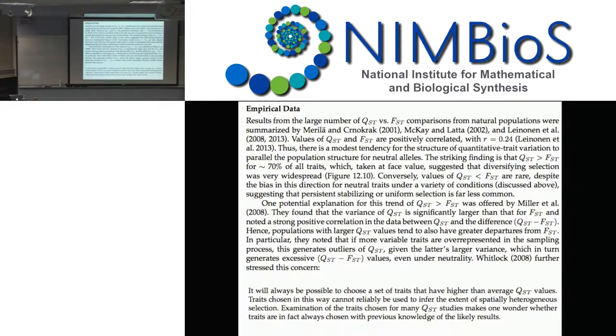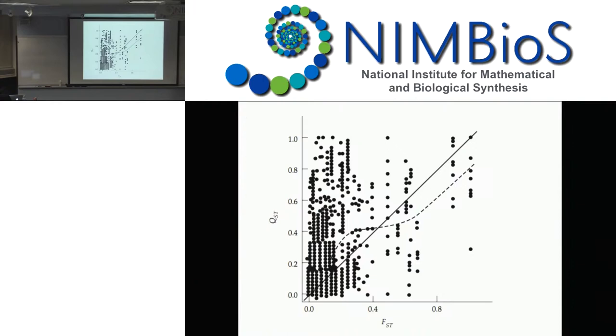One issue, by the way, where this is not a problem, is expression level QST. Why? In expression level QST, you're looking at everything. There's no ascertainment bias built in. You've got a fixed number of things, you look at all of them. Traits, though, have a huge ascertainment bias with them. Here's that data, here's FST, here's QST, there's the line of equality. You see, again, the vast bulk of QST values being larger than FST. The vast majority, maybe all of it, is probably ascertainment.